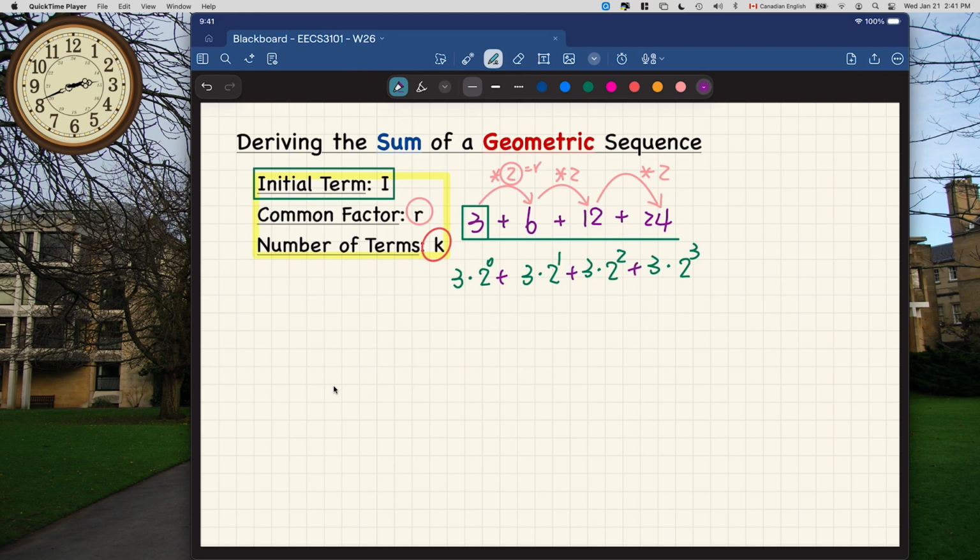So the correspondence you can see here: this is my initial term, I. And you can see the 2 right here, and the 2 here, and the 2 over here are just the common factor. And then 0, 1, 2, 3 are simply the exponents, which can tell you which term we are at.